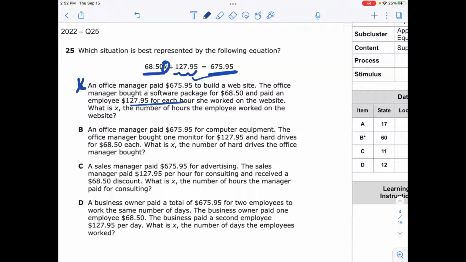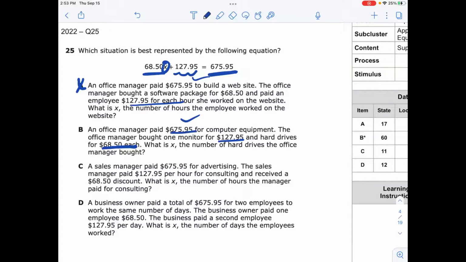An office manager paid, for B, $675.95. Again, the total is correct. They're paying for some computer equipment. The office manager bought one monitor for $127.95 and hard drives for $68.50 each. What is X, the number of hard drives the office manager bought? So again, this one, $127.95, and the hard drives are $68.50 each. That sounds about right. The total is correct, but let's keep going.